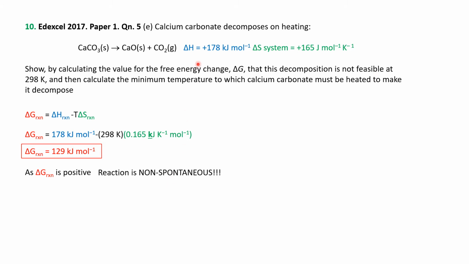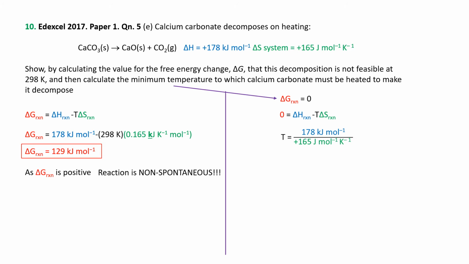However, as we saw in the last question, delta H is positive, that's nasty. Delta S is positive, that's nice. So as the temperature increases, the niceness increases, and at some point the niceness will overcome the nastiness. And at that particular temperature, delta G is 0, as delta G is changing from the nasty positive to the nice negative. So again, pop everything in. We know delta H, we know delta S, rearrange it to give us T, making sure that we get the units right, 178 kilojoules, 0.165 kilojoules. So T is 1079 Kelvin.